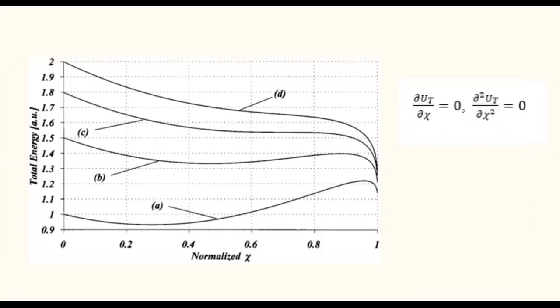This graph is taken from the paper by Nemirovsky. In their paper, Nemirovsky et al. stated that pull-in occurs when the first and second derivatives of the total energy of the system with respect to displacement are equal to 0. Here, the total energy is calculated by summing the mechanical and electrical energy of the system. Using this formula, we can calculate the pull-in effect.